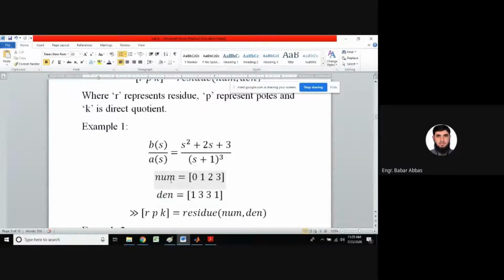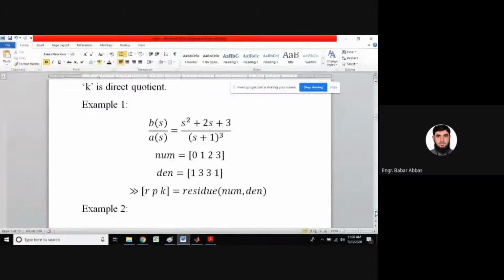The numerator here, num, is equal to square brackets: 0 is the coefficient of s cubed, 1 is the coefficient of s squared, 2 is the coefficient of s, and 3 is the constant. Similarly, in den we have 1, 3, 3, 1. The command is rpk equal to residue of num, den. So let me execute this program in MATLAB, and you will see the result.